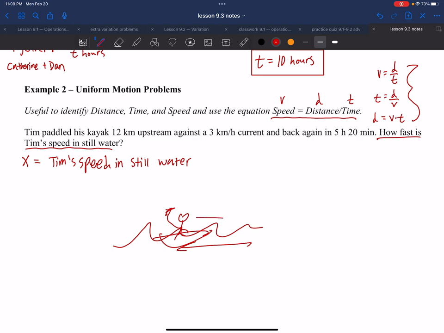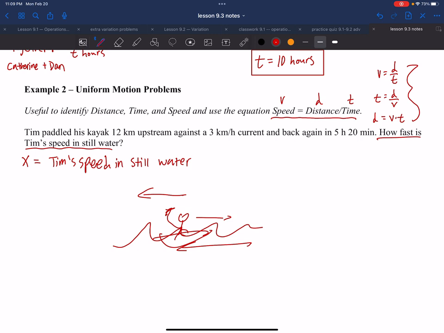So if he's going upstream, there we go. But then he's going to paddle downstream. So what's happening here is the current is going to push against him, but it's also going to push with him. Against on one journey, with on the other. And that's important.